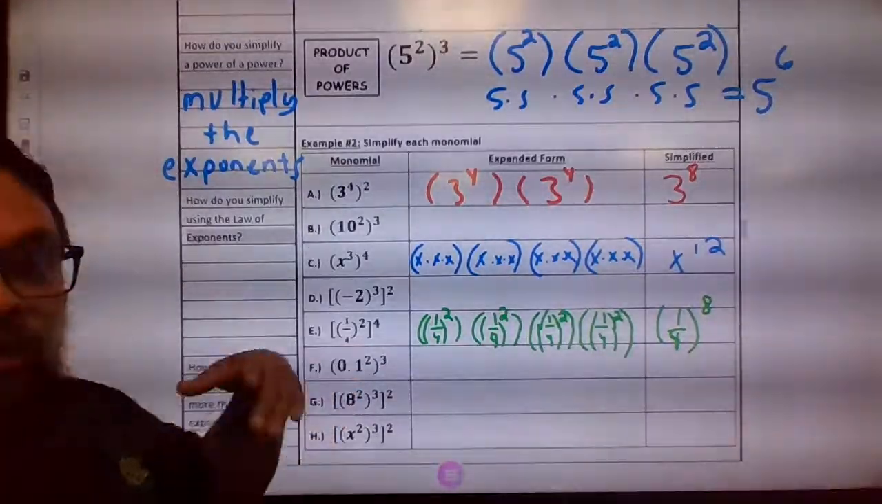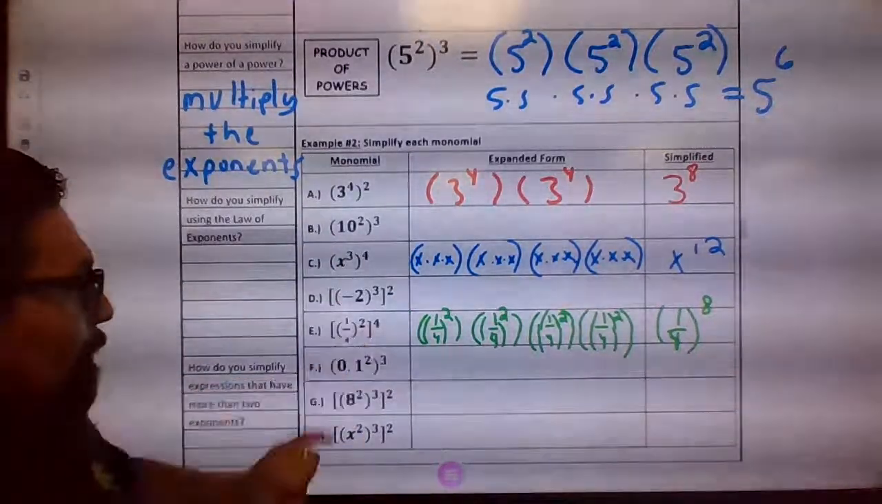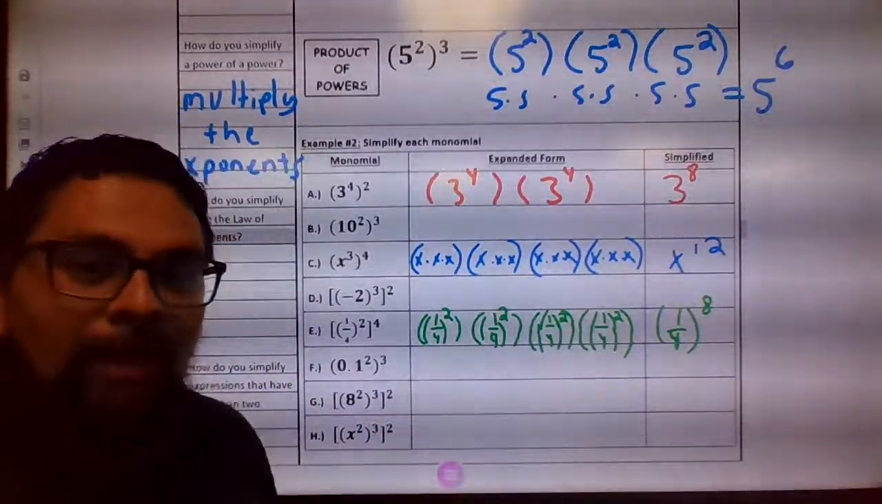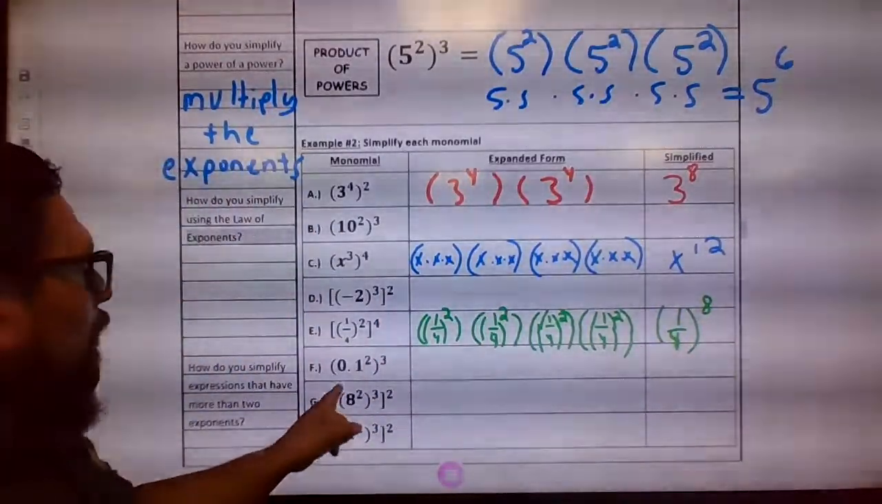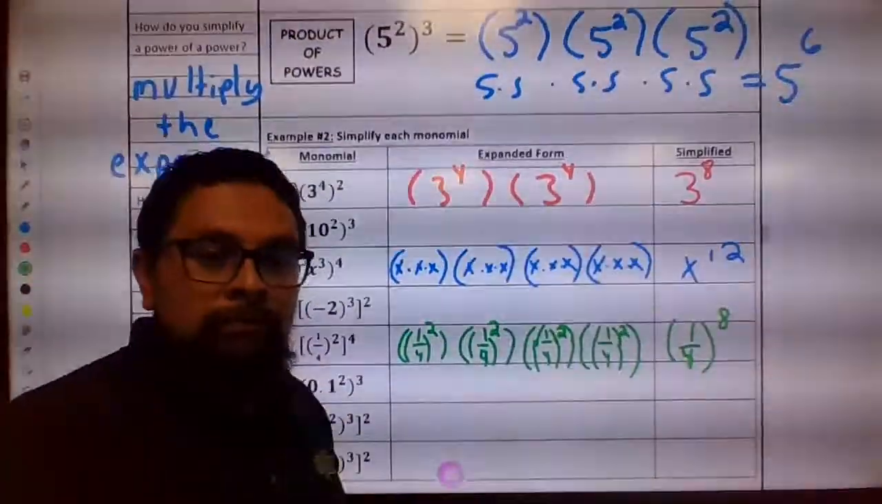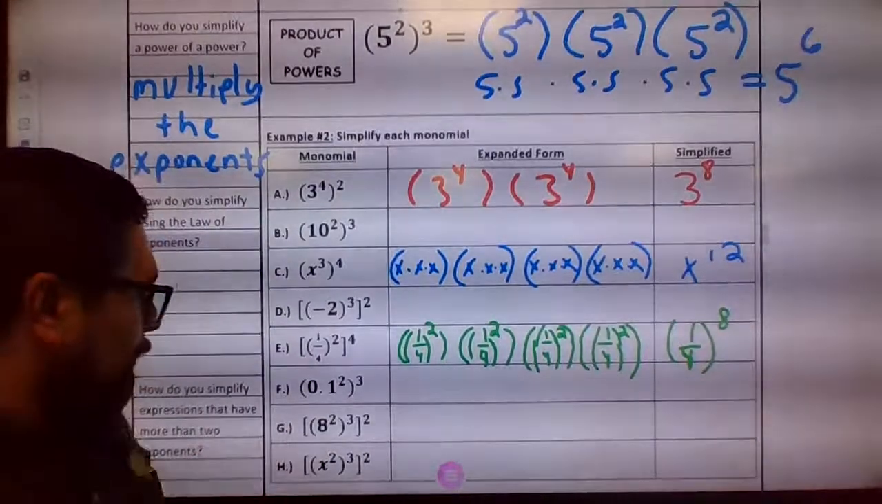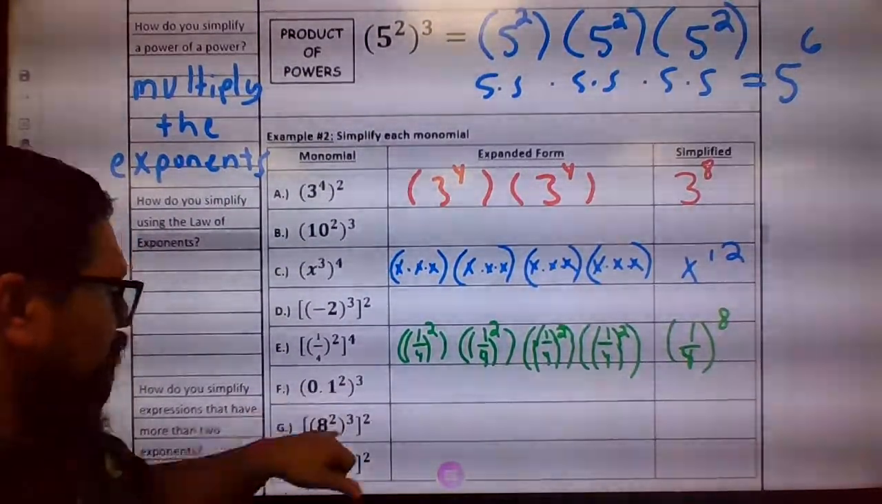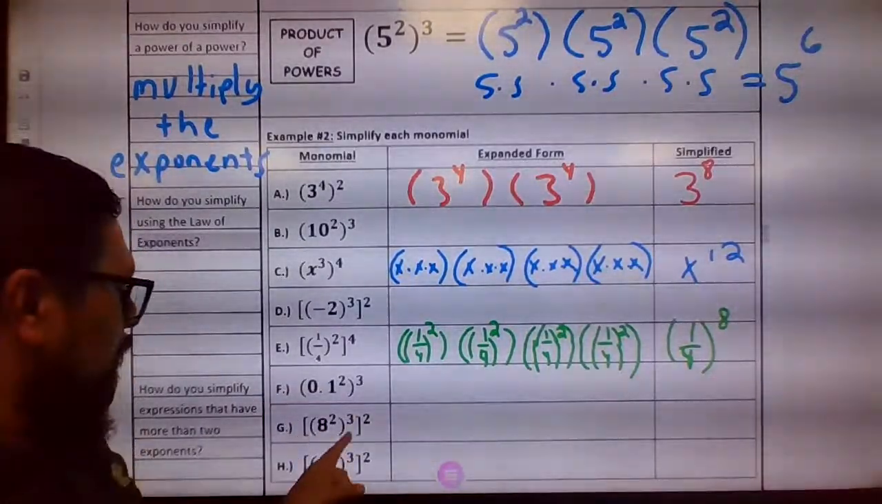All right. Now, the shortcut is, what's 2 times 4? 8. Okay. All right. Now, go ahead and do F. You guys go ahead and do F. All right. Now, let's go ahead and do G. Sorry, you should have done F already. Let's go ahead and do G.